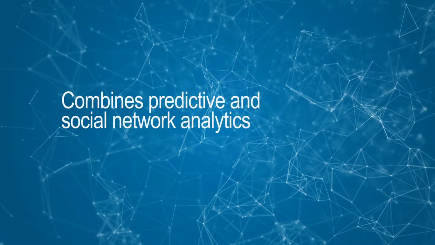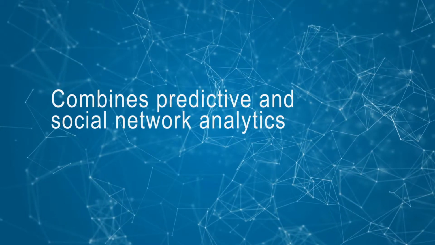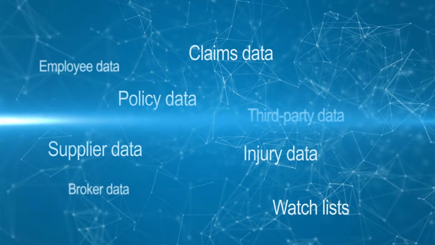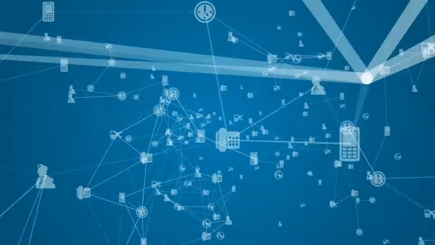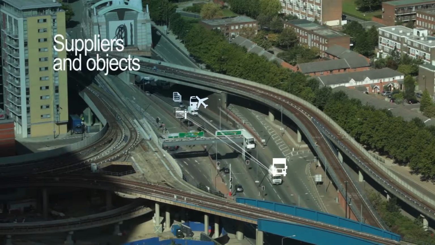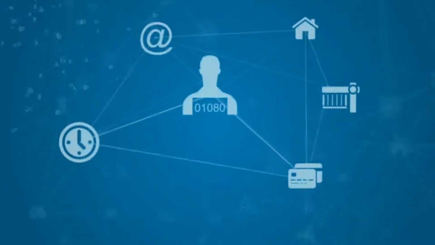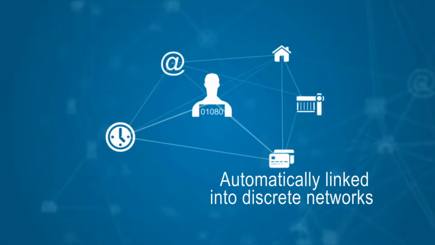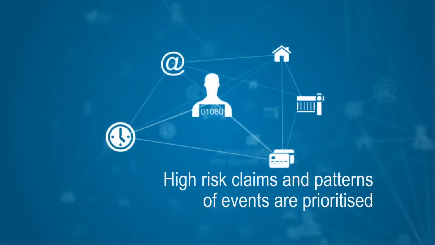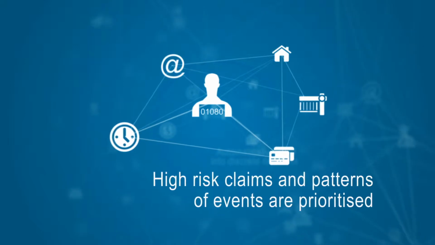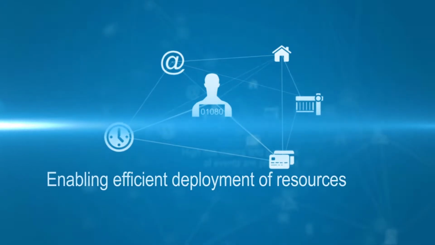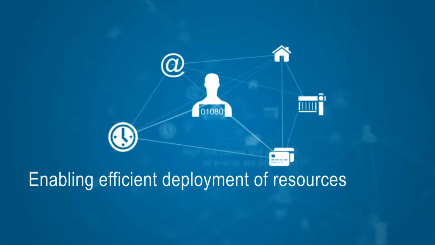The insurance solution combines predictive and social network analytics and exploits data from disparate sources, such as claims, policy, and intelligence systems. The common entities, such as people, places, suppliers, and objects, are automatically linked into discrete networks. The resulting networks are risk assessed and routed according to your workflows. Claims or policies with the highest risk of fraud generate alerts and are prioritized for further investigation, enabling you to deploy resources efficiently before the fraud affects your business.